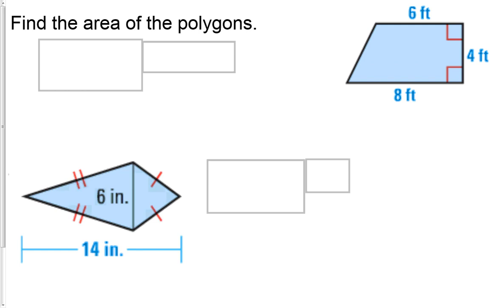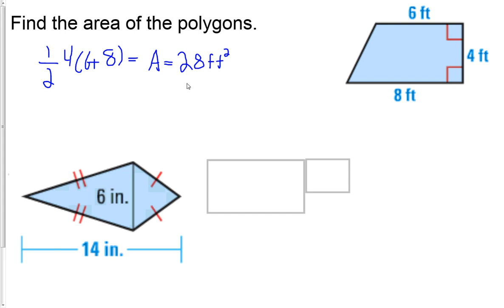On this one, try on your own, given these diagrams, to find the area. The top one is a trapezoid. Technically, these right angles tell you that 4 is the height, and these are parallel, because consecutive interior angles add to 180. And so we've got half 4 times 6 plus 8. Half of 4 is 2, 6 plus 8 is 14, 2 times 14, and I get an area of 28 feet squared.